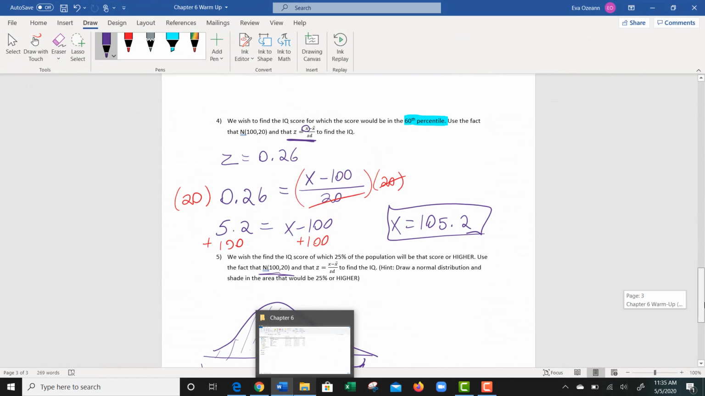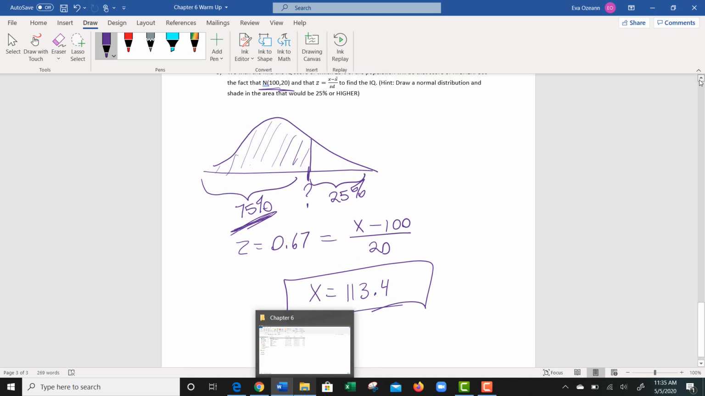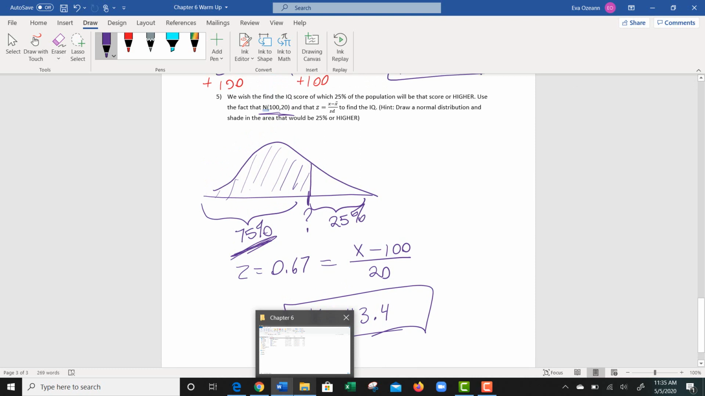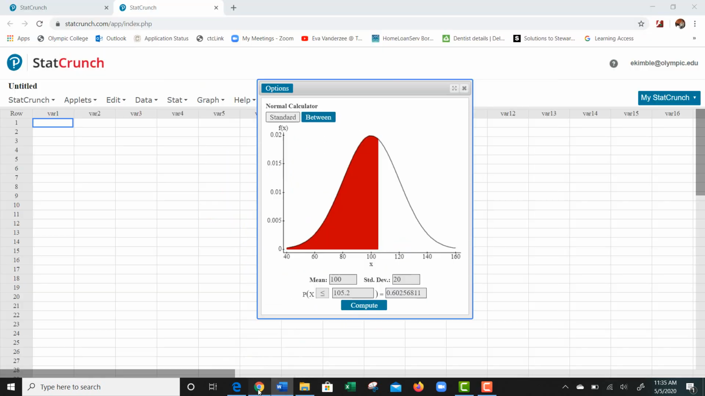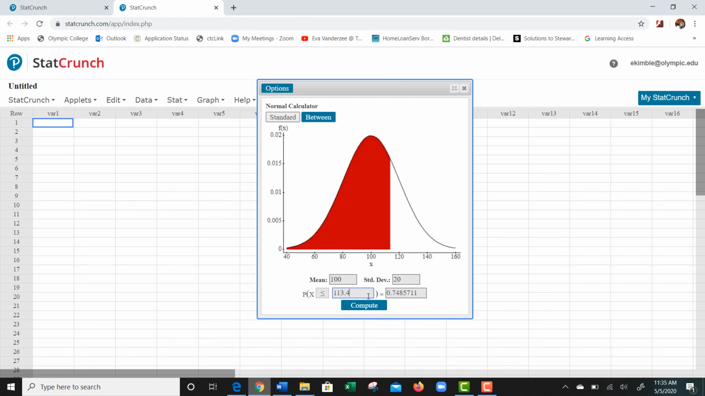For the last one, let's check and see if 113.4 actually does give us an IQ value such that 75% of people scored lower, or another way to say that is that 25% scored higher. So 113.4. We get 78.85, that's about 75%. Wonderful.